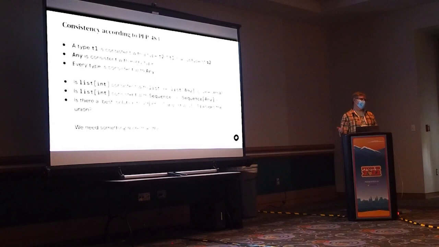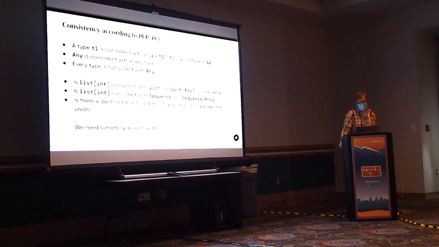But these rules aren't complete. It doesn't allow us to conclude that list of int is consistent with list, for instance, because there's no rule that lets us do that. So we have to allow that the type argument has some relation. We also want to conclude that, and we have to be careful there, because list is invariant, so we don't want to write a rule that allows us to conclude that list of int is consistent with list of float. We don't want that. We also want list of int to be consistent with sequence.